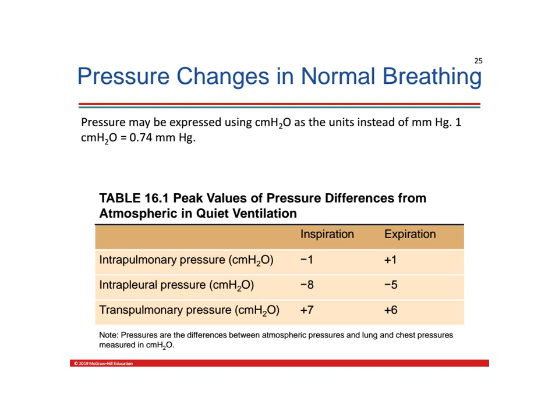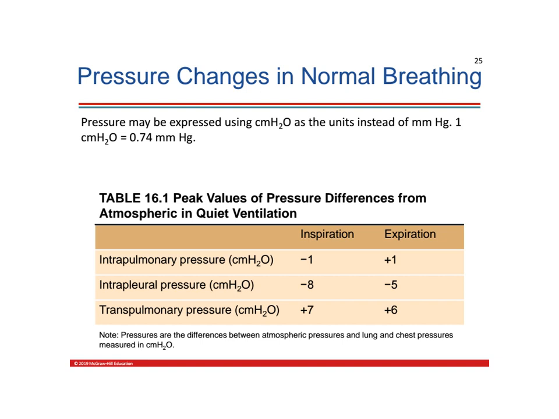So far, we've always expressed pressure in units of millimeters of mercury, which is the same thing as torr. Pressure may also be expressed using centimeters of water as a unit instead of millimeters of mercury. And here's the conversion factor. 1 centimeter of water equals 0.74 millimeters of mercury. So if we look at some of these values during inspiration, the intrapulmonary pressure is -1 centimeter of water. This is relative to atmospheric, below atmospheric. During expiration, it's +1 centimeter of water above atmospheric pressure.